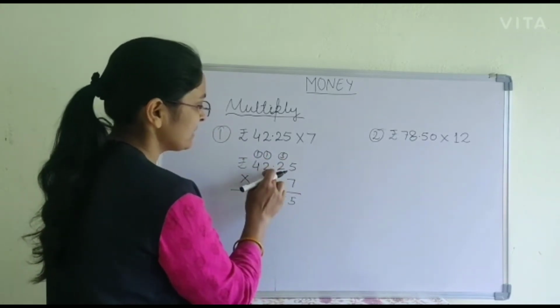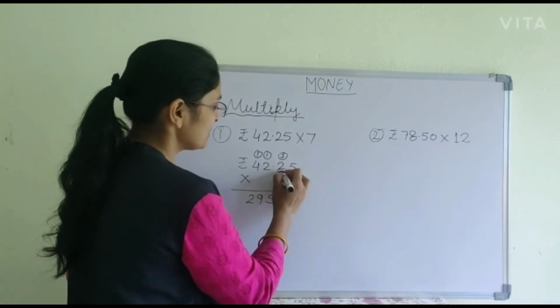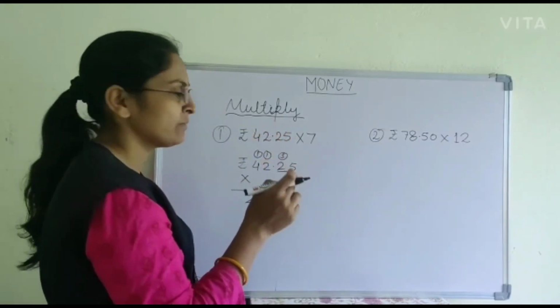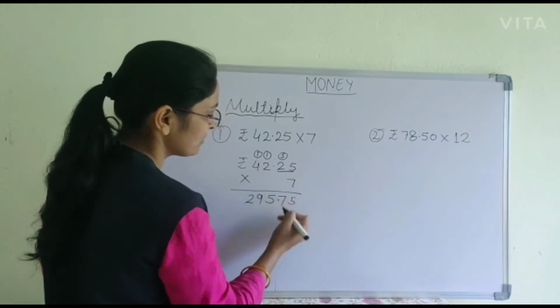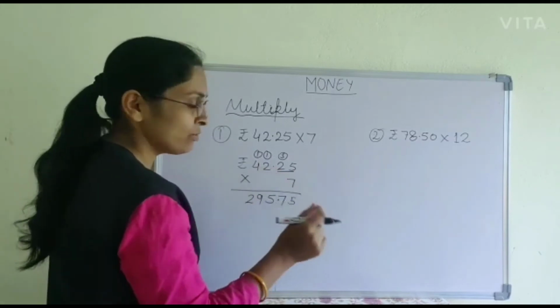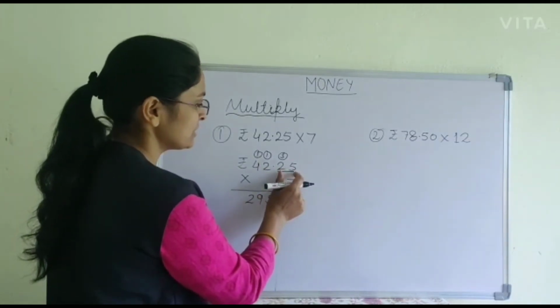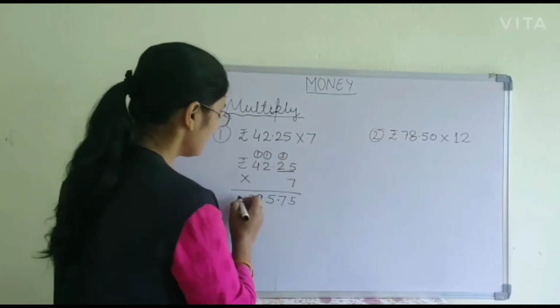Okay children, but here the decimal is there. So how many digits after decimal? 2 digits. So in answer also we want only 2 digits after decimal. That means we will count from the right side 2 digits, 1 and 2. The decimal will come here. It's a very important thing to find out where we have to put decimal. If in question it is 2 digits after decimal, in answer also we want 2 digits after decimal.